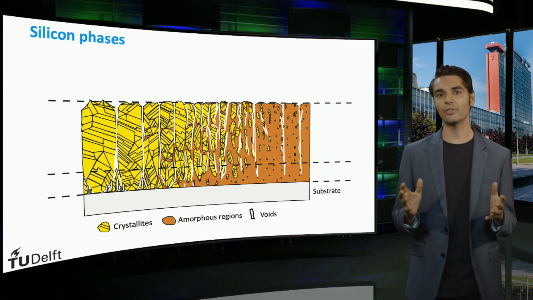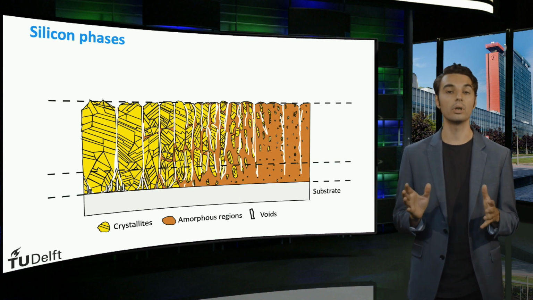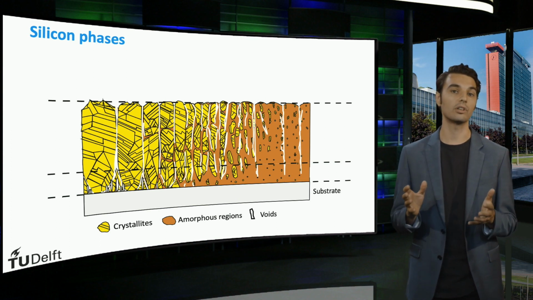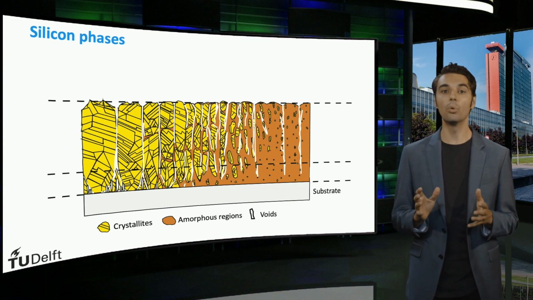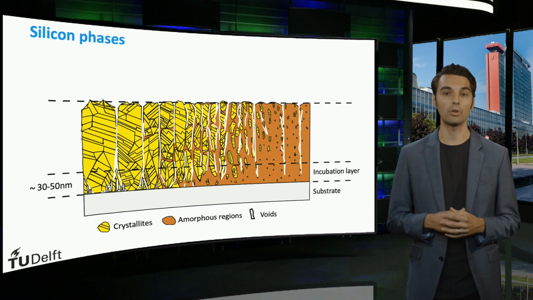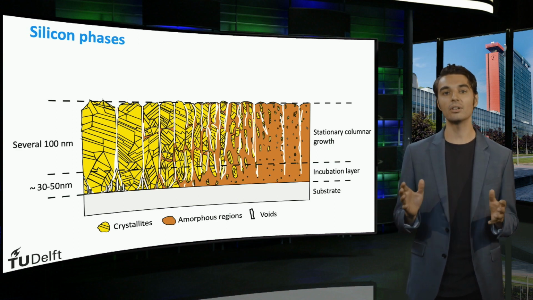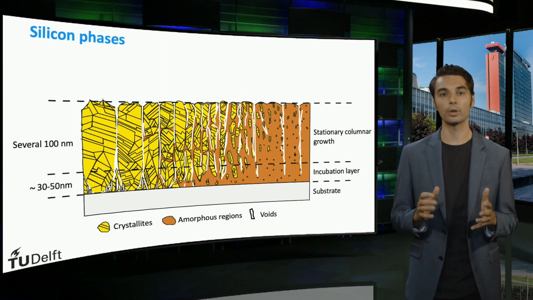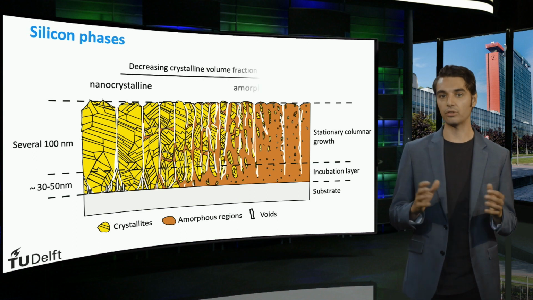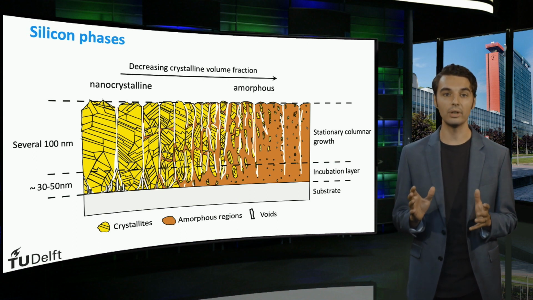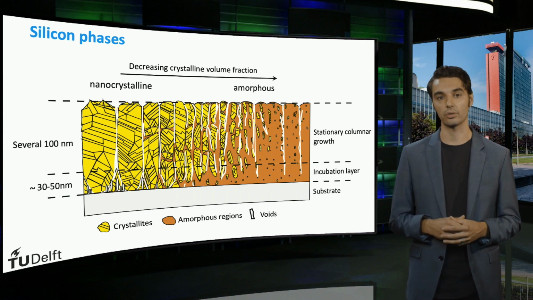We can see on the left-hand side a fully crystalline phase. The material is close to polycrystalline silicon, except that it contains more cracks and pores. These cracks and pores are even more pronounced in the first tens of nanometers of growth, which is known as the incubation layer. The incubation layer is followed by stationary columnar growth, which is usually up to several hundreds of nanometers. We can see that the crystalline volume fraction decreases from left to right and that the material on the right-hand side is fully amorphous.